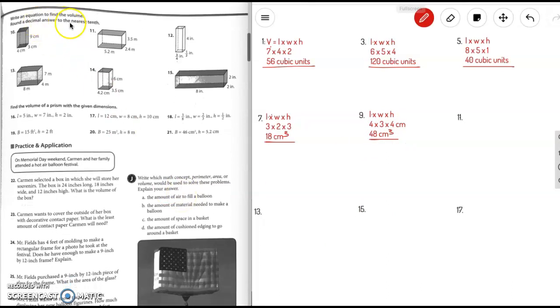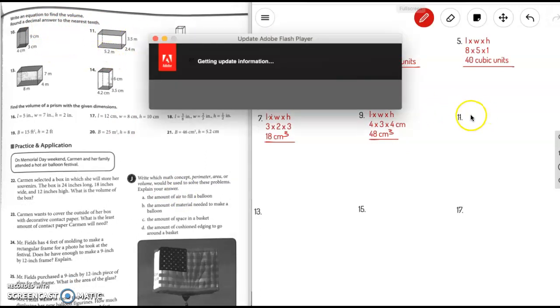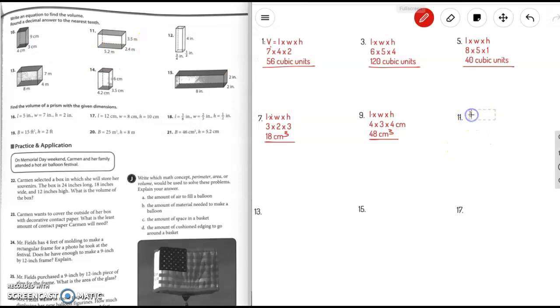Next, write an equation to find the volume, round a decimal answer to the nearest tenth. Cool. So again, same formula here. Length times width times height. The length is 5.2, the width is 2.4, and the height is 3.5. Let's multiply that. If we round it, it's 43.7 meters cubed for number 11.